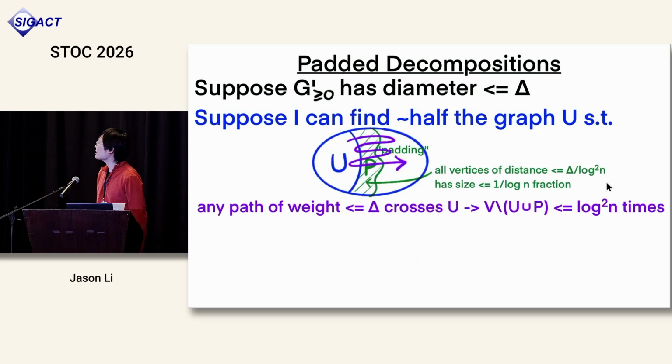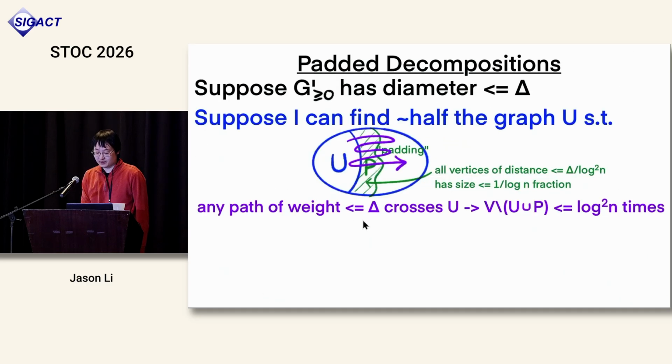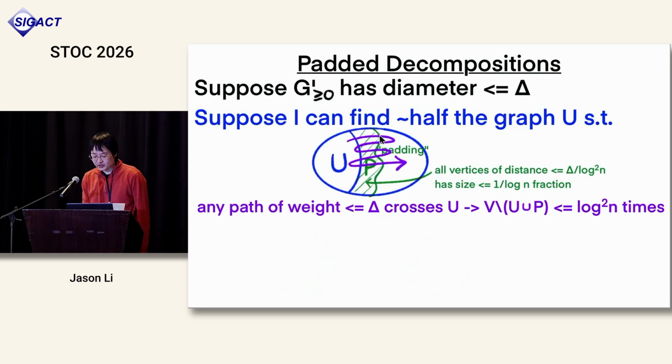And here's a simple but key observation: any path of weight at most delta, which is guaranteed by the previous structural claim, in this positive graph must go between the left and the right part at most log squared n times. That's just because every time it goes from left to right, it must go through this padding. It must eat up at least delta over log squared n distance. So this is one way to force the fact that any shortest path cannot go across both sides an arbitrary number of times.